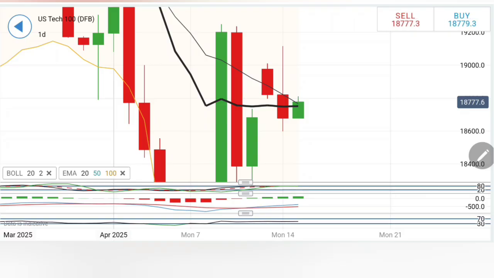On the downside, I will recommend a selling entry at 18,740 levels. Expect 18,700, 660, 600. And if at all the Tech 100 trades below 18,600, you are looking forward to a greater down move here all the way towards 18,400 and lower levels. Trade accordingly. Let's move to Dow Jones.